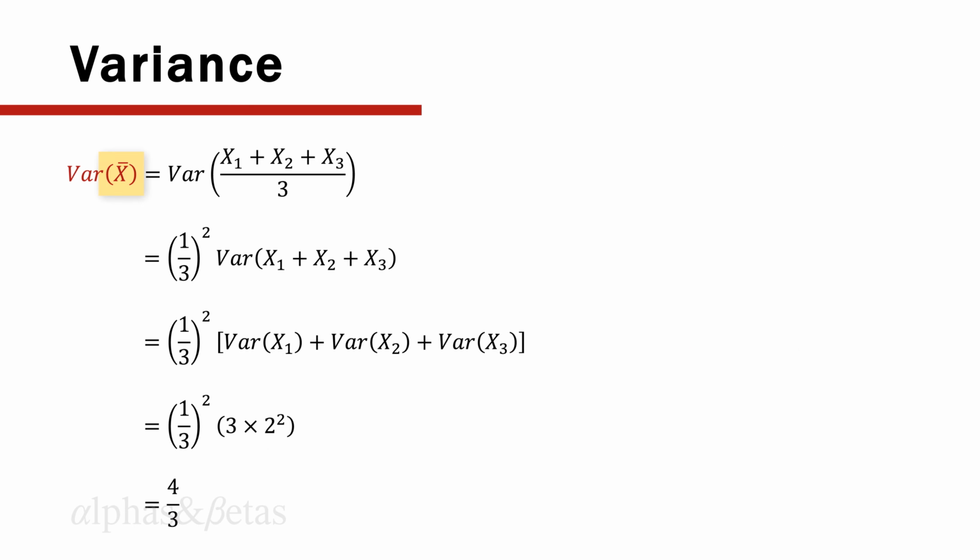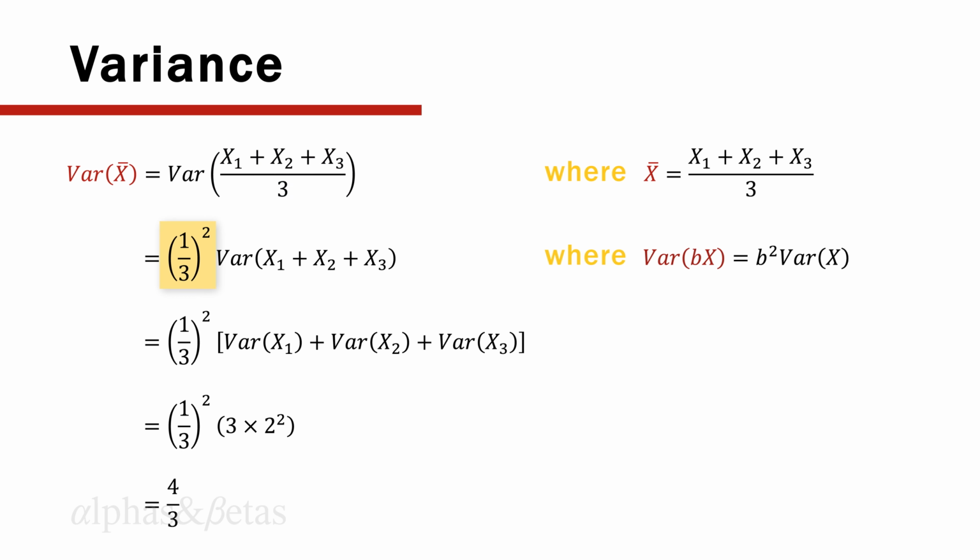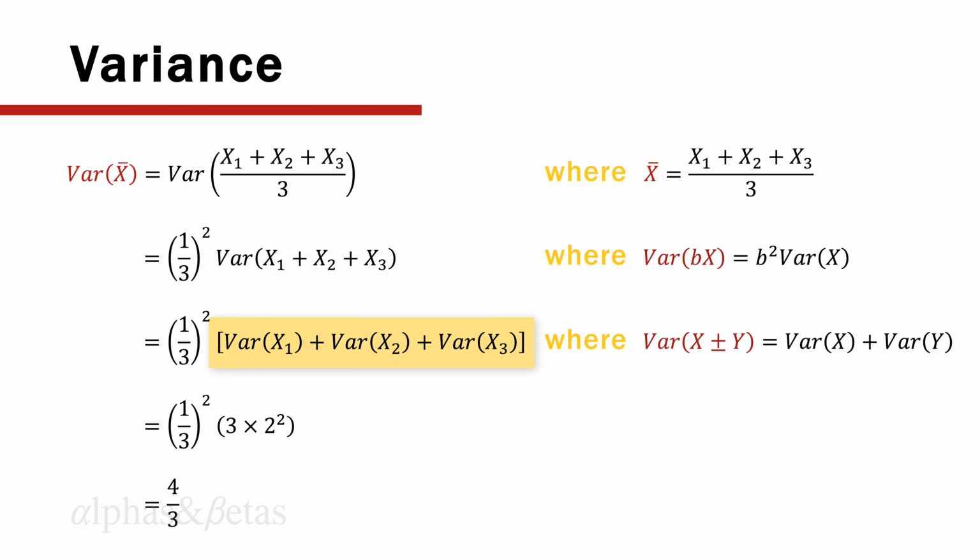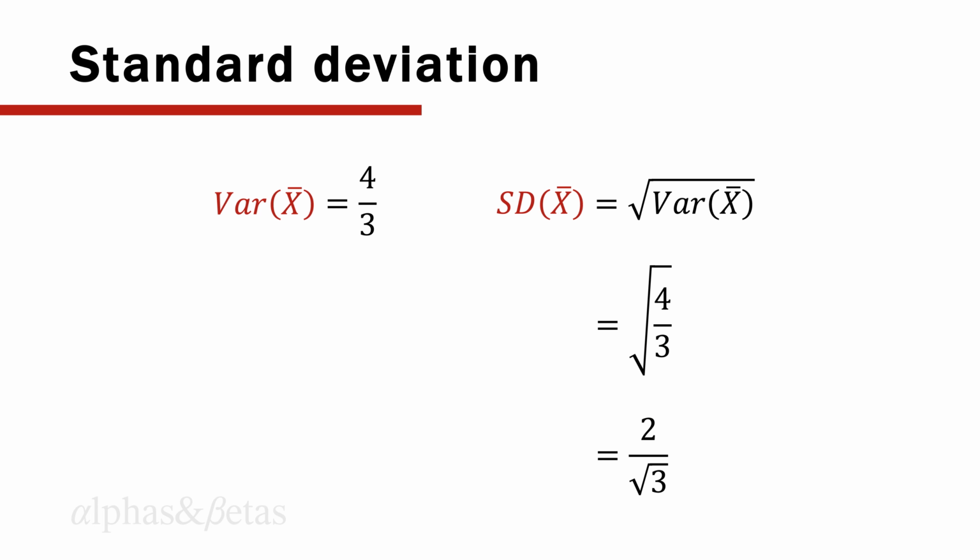The variance of x bar is the same as the variance of (x1 plus x2 plus x3) divided by 3. The 3 is a constant, so it can be taken out of the variance. When it is, it's squared. The variance of the sum of 3 random variables is the same as the sum of the variance of each random variable. The variance of each random variable is 2 squared. The 3 and 1 on 3 cancel out, so you're left with 4 on 3. The standard deviation is the square root of the variance, so 2 on root 3.